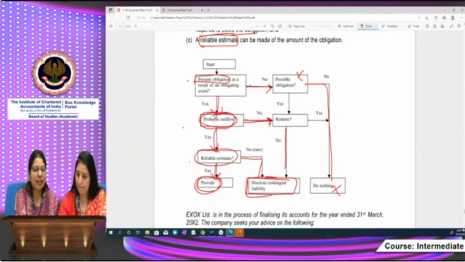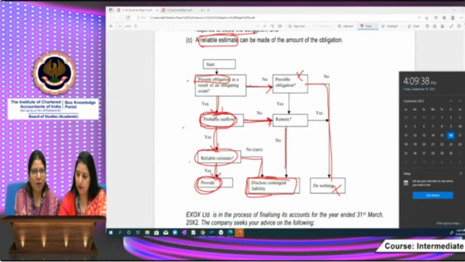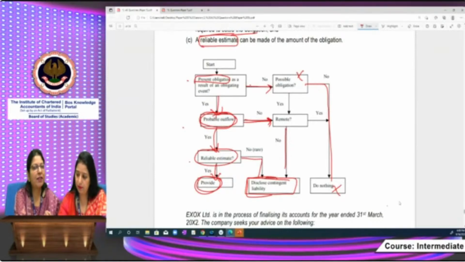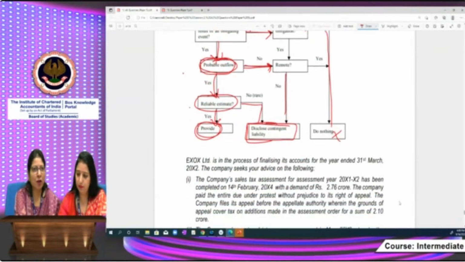If there is a very rare chance that there is any probable obligation, the chances are very remote, then we are not supposed to do anything. There is no obligation, there is no estimation possible for the possible outflow, so we are not supposed to do anything. So the three conditions.